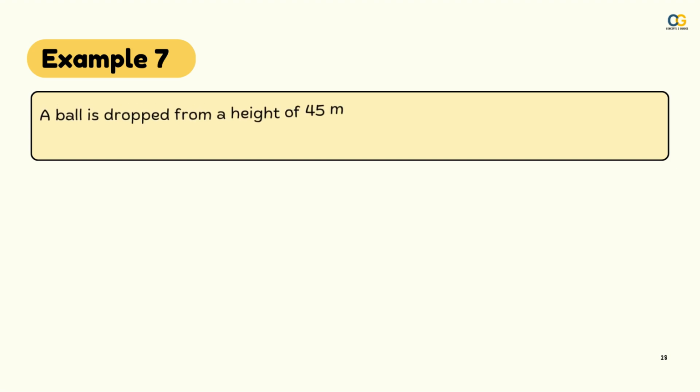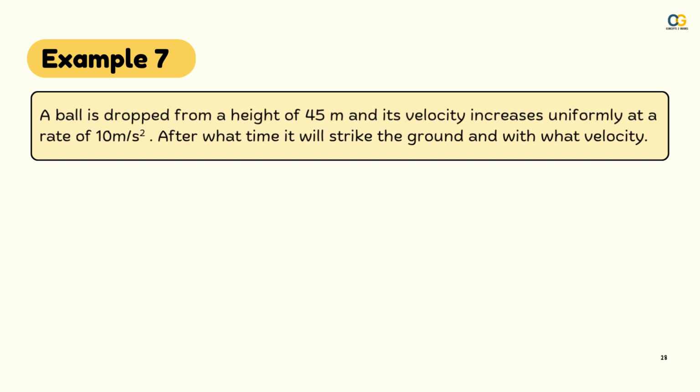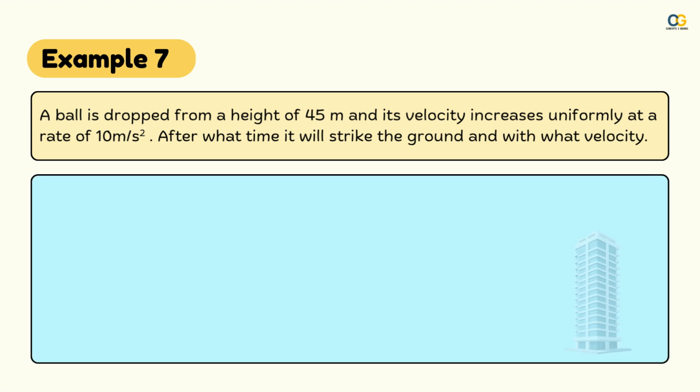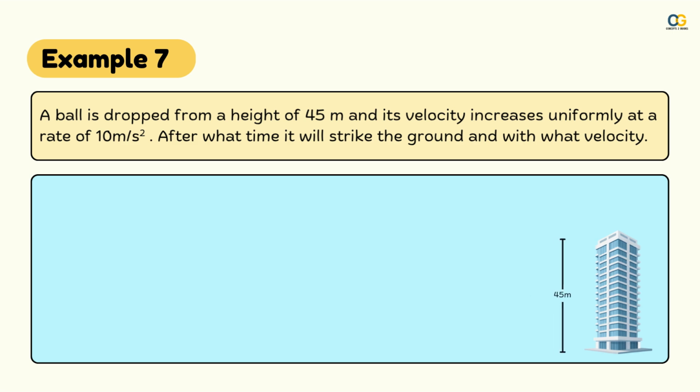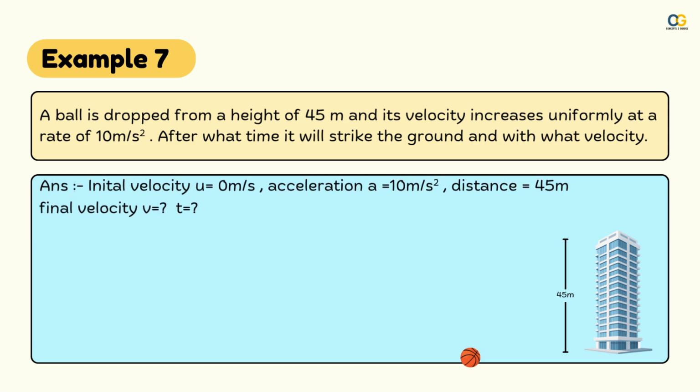A ball is dropped from the height of 45 meters and its velocity increases uniformly at a rate of 10 meters per second square. After what time will it strike the ground and what will be its velocity? So let's consider that there is a building which is 45 meters in height and a ball is dropped from the top. So when a ball is dropped from the top, we say that its initial velocity was 0 and its acceleration, as given in the question, is 10 meters per second square, and the distance it travels would be the length of the building, which is 45 meters. So what is the final velocity and the time taken by the object?